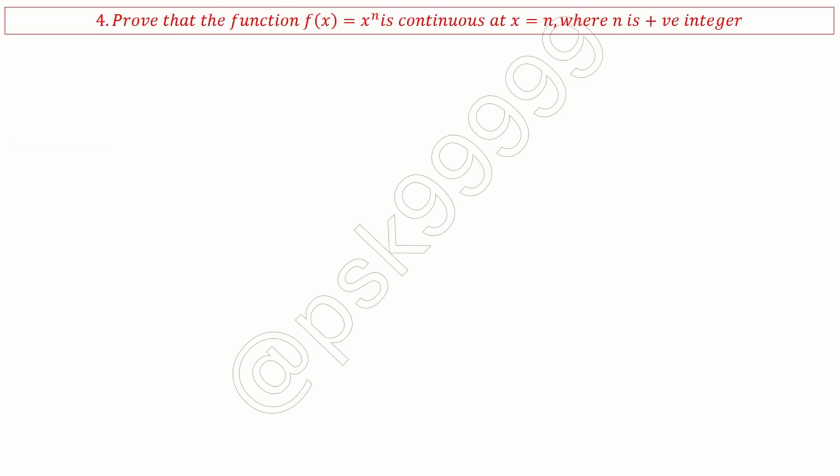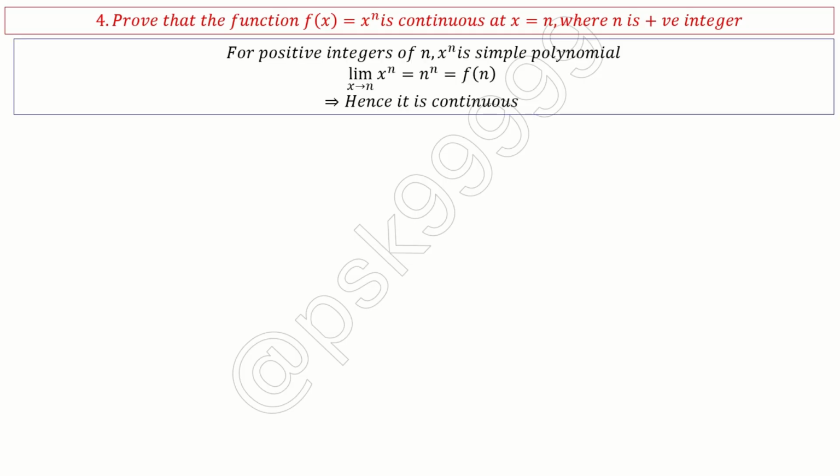Function f of x equal to x to the power of n is continuous at x equal to n, where n is a positive integer. So this is simple. n is a positive integer he has given, so nothing much to do. We already know polynomial is a continuous function, and x power n is a polynomial, so it is continuous and its value is f of n. At n its value is f of n.